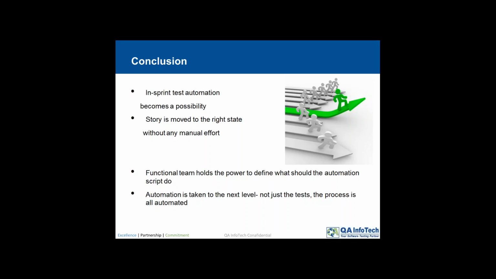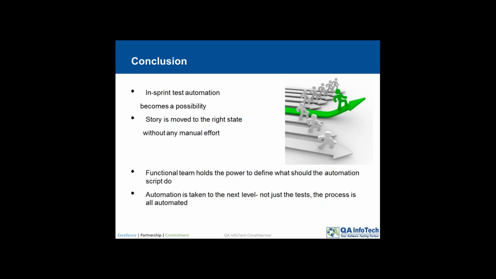Another important aspect is transition of a story. Now, a story could be moved to the right state without any manual effort. The functional team can now judge what needs to be executed. Now that any effort from an automation engineer is removed for creating the test scripts, it is the functional team who holds the power to define what the automation scripts should do, because the user stories which have been created by the functional team are essentially what is being executed by the automation script.